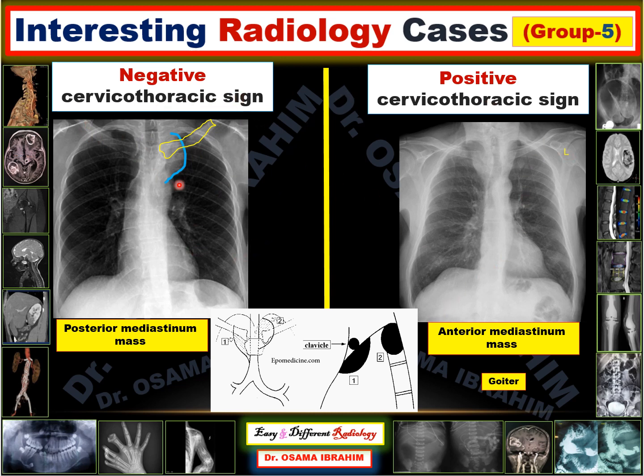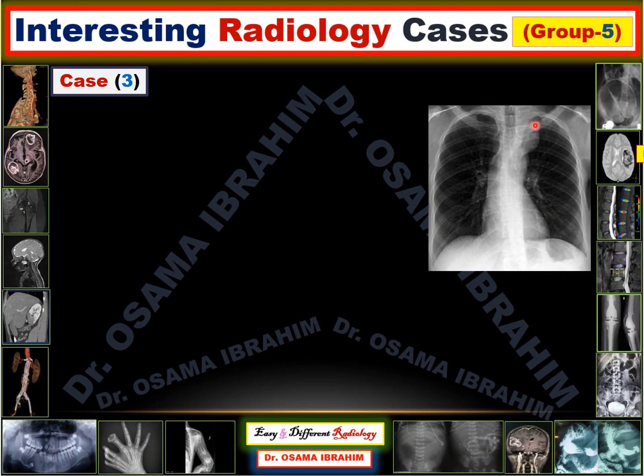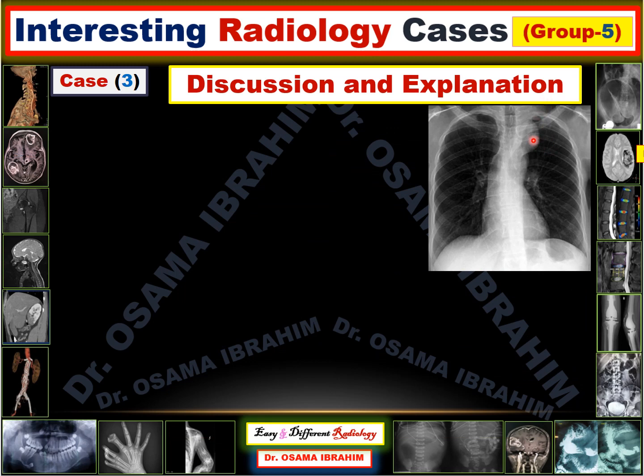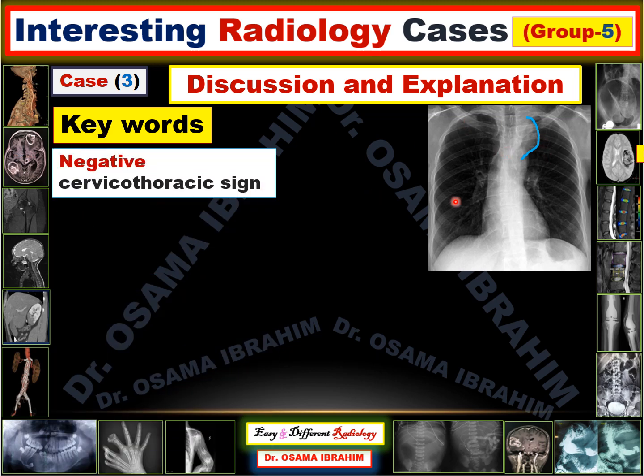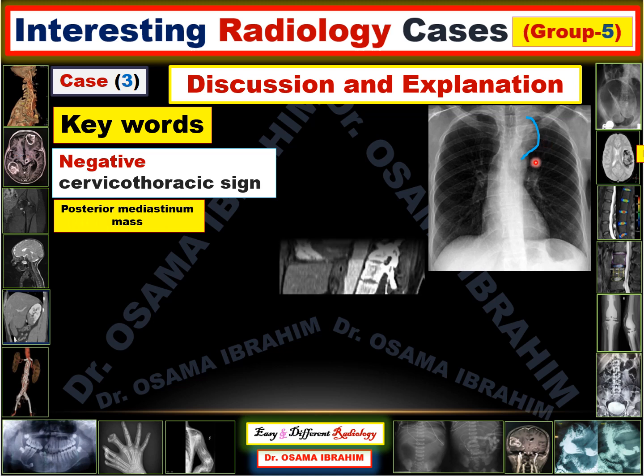Okay, we want to return again to our lesion, which appears in the left paramediastinum, crosses the clavicle, and is not continuous with the cervical region. So this is what is called the negative cervicothoracic sign. A negative cervicothoracic sign represents a posterior mediastinal mass.